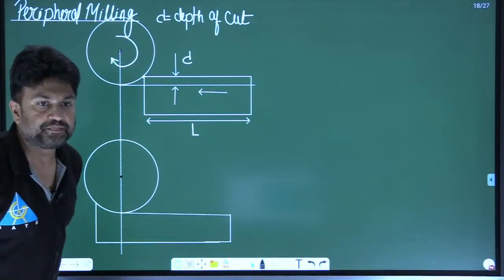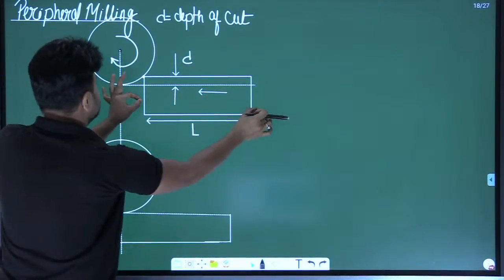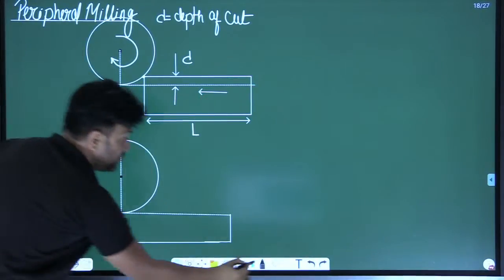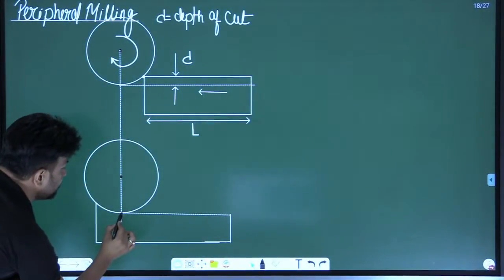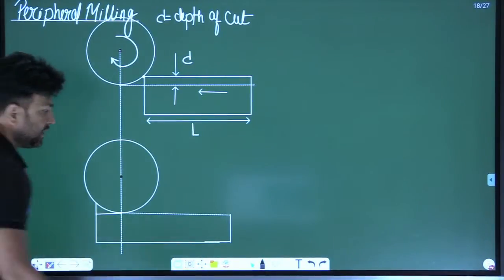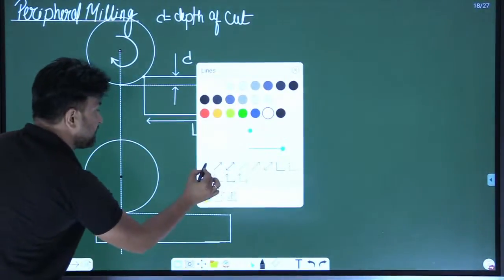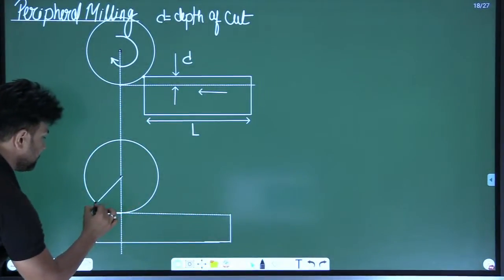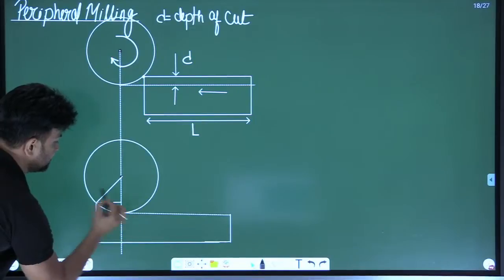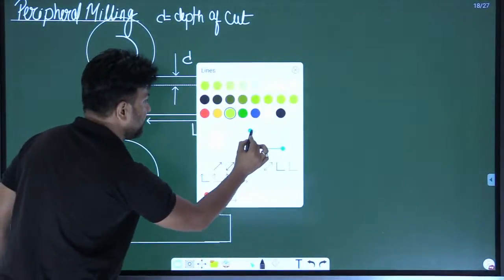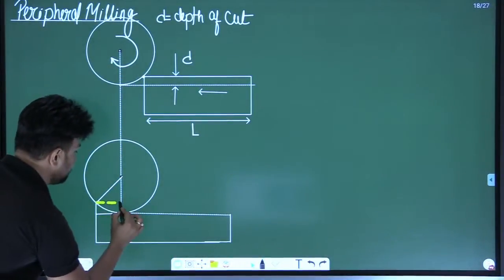Here, this is the workpiece, it is moving. Now, suppose that it comes here. As you can see, the milling is not completed yet. Here, the cutter has to move that much distance. Yes or no? The cutter has to move that much distance.